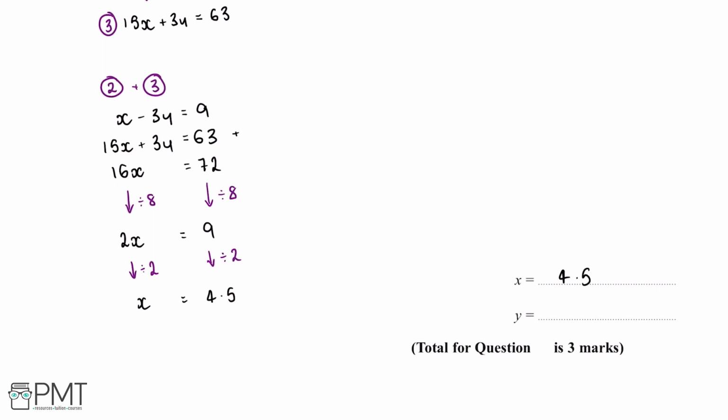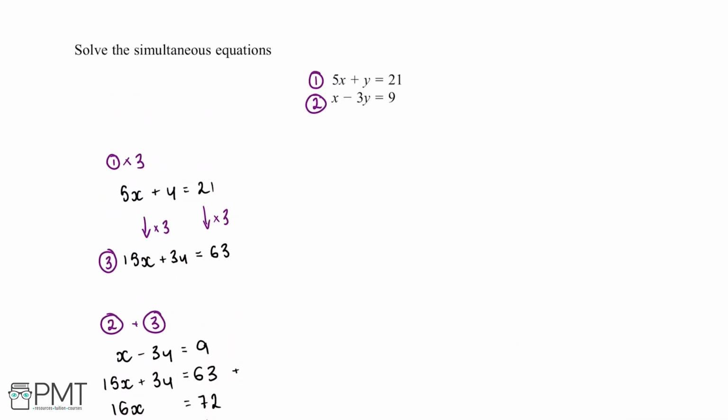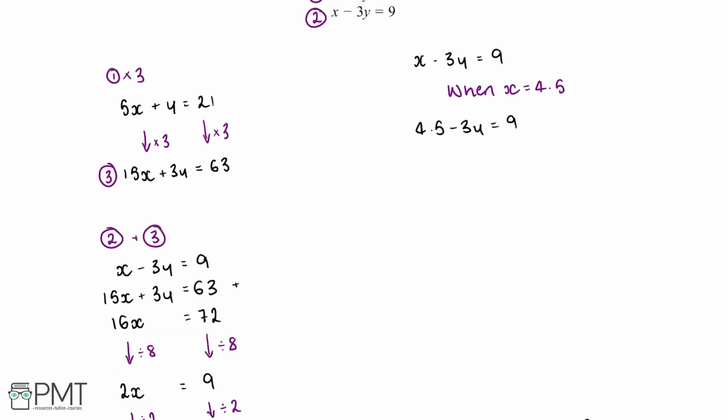So now the final thing we need to do for this question is substitute this value of x into one of the original equations to work out the value of y. So using equation 2, x minus 3y equals 9, and when x is equal to 4.5, then this means that 4.5 minus 3y is equal to 9. So as we did with the x term, we're going to want to rearrange this equation so that we have y on its own on one side of the equation.